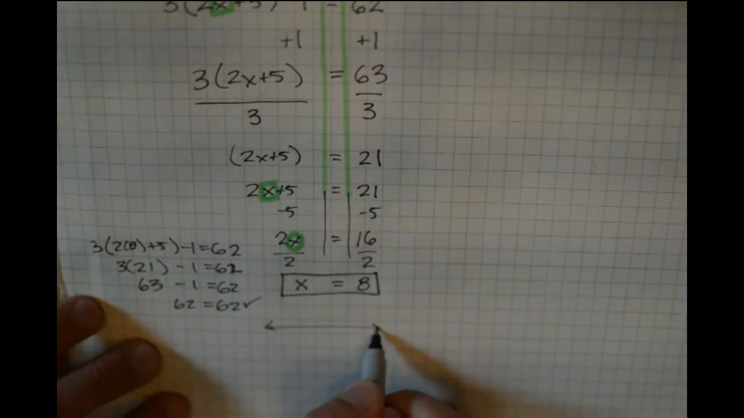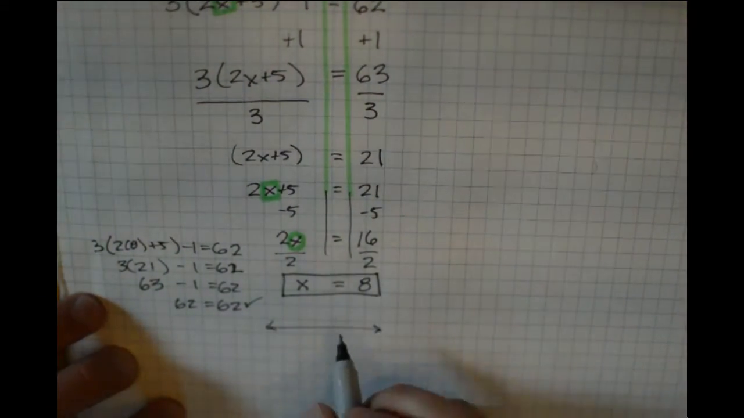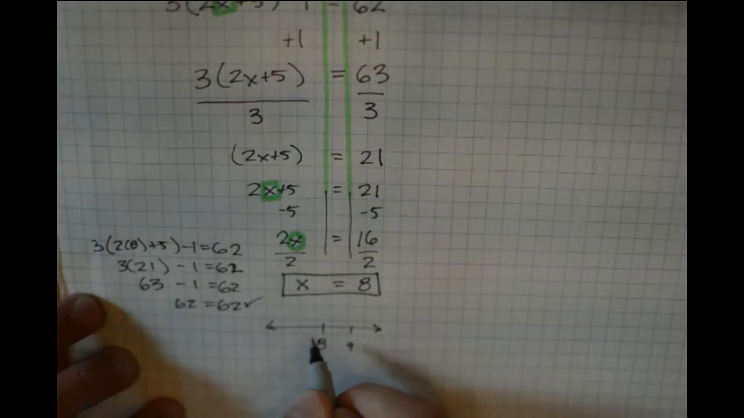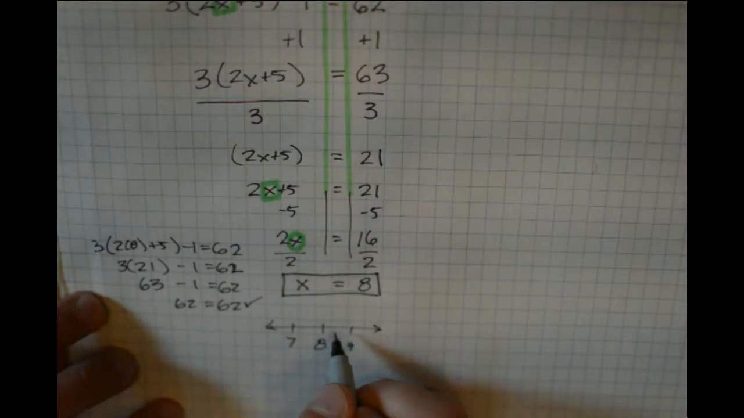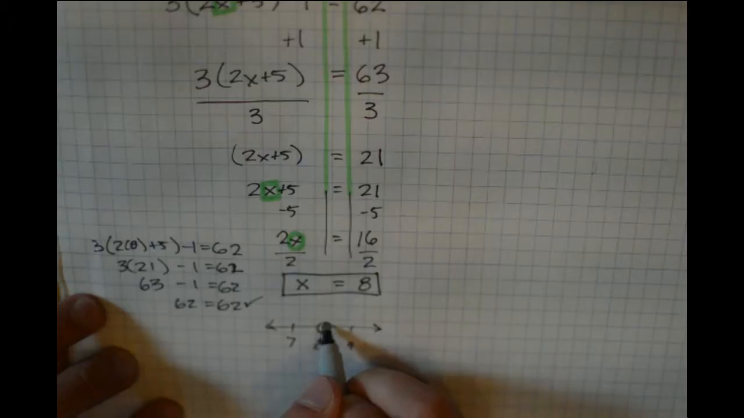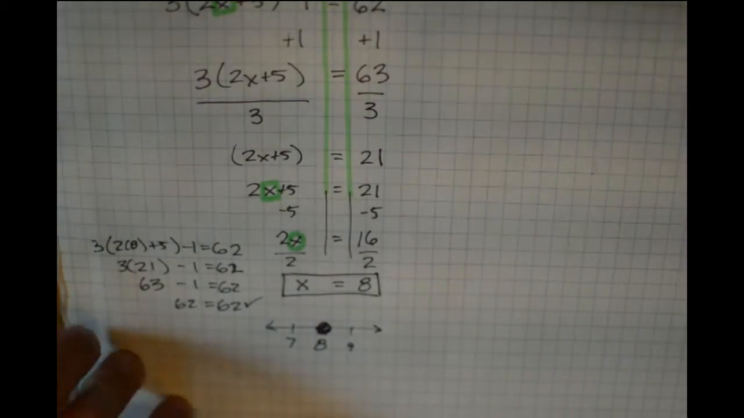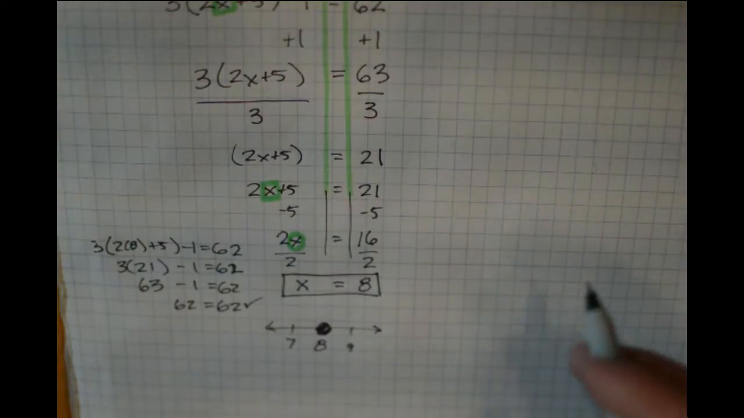Graphically, this is going to look like a number line with 8 on there, and maybe one above, one below. I want to show that only 8 is the solution. X is just equal to 8, so a closed circle. We'll do that, and that one's finished.